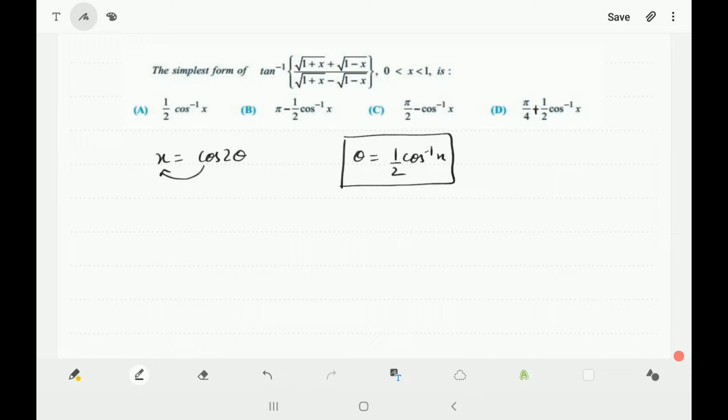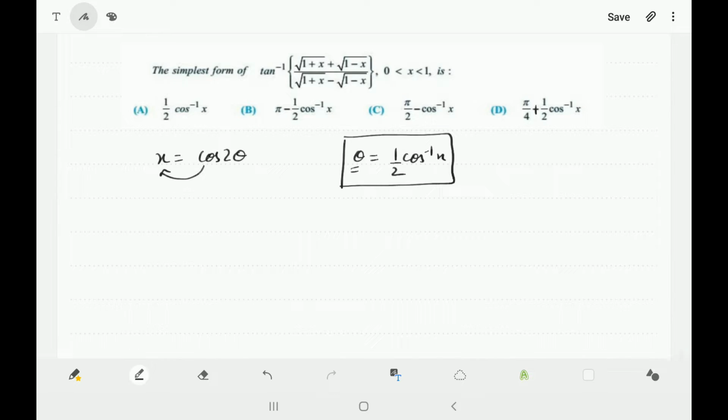Okay. So if we substitute theta equal to half cos inverse x, x will be equal to cos 2 theta, provided x is from the closed interval minus 1 to 1, which is already given because x is from 0 to 1. And obviously we will have a condition on theta also, that theta will be from 0 to pi by 2, because cos inverse x has a principal value branch from 0 to pi.